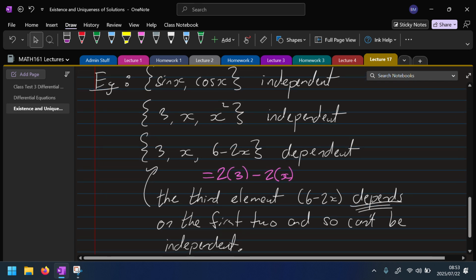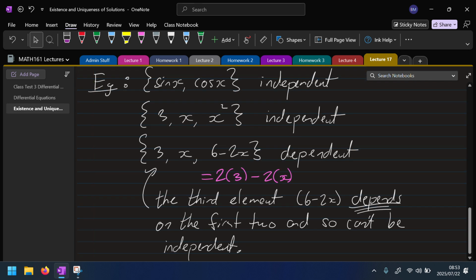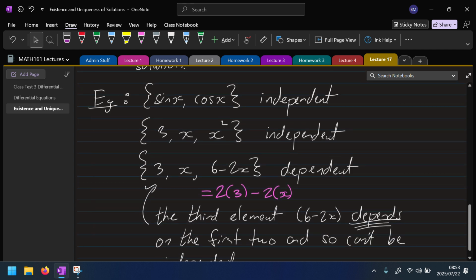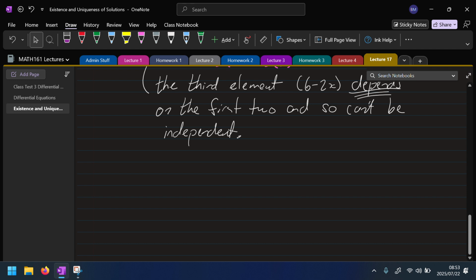Okay, and you'd have seen more of these examples with vectors. Any questions so far? All good. Okay, so we've done these 3 examples here just by inspection. So we looked at the elements and we checked if they are independent or not. However, there is a better method to check.